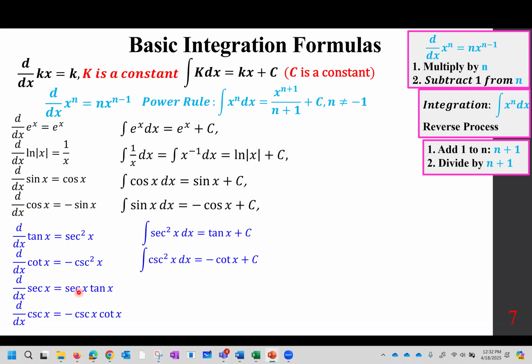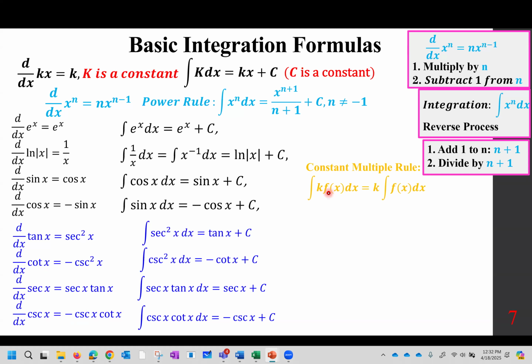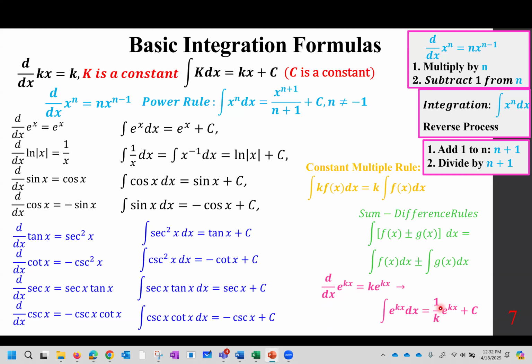This one, then the integral of secant x tan x dx must be secant x. And the last one, the integral of cosecant x cotangent x dx must be minus cosecant x and a constant. So the reverse process. As far as this one is concerned, whether you differentiate or integrate k, you just keep it outside or in, makes no difference. Sum and difference says you differentiate and integrate term by term. That's the meaning of it. What about this one? When you differentiate e to the power of kx, you get itself times k. So the integral would be the reverse process, meaning you get the same thing, but this time divided by k and a constant. I hope everybody is okay with that.